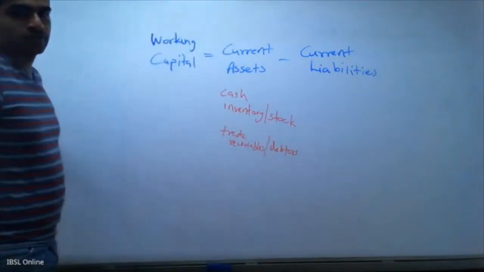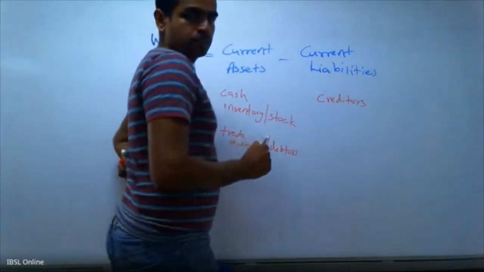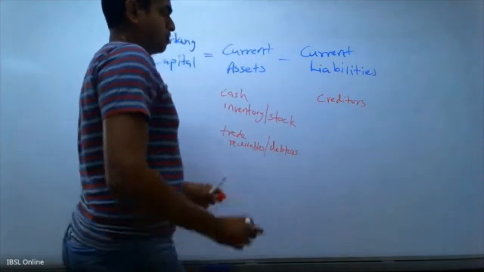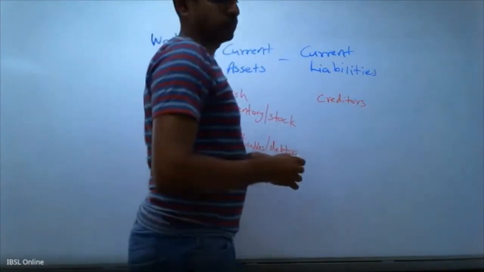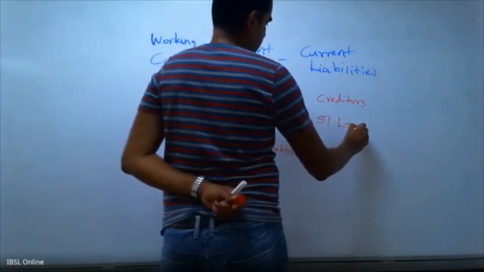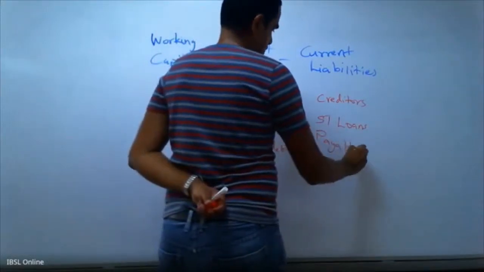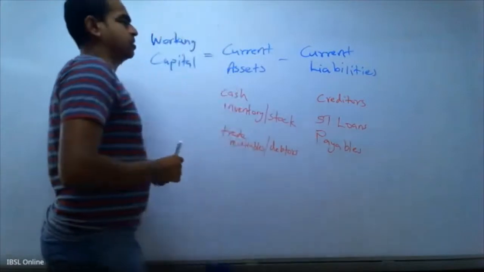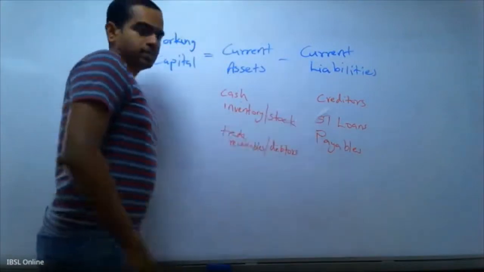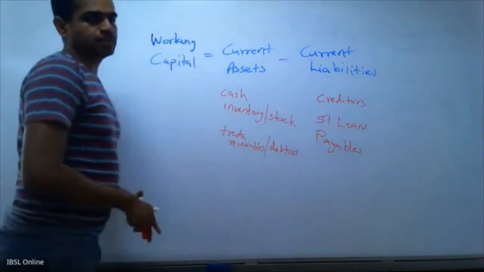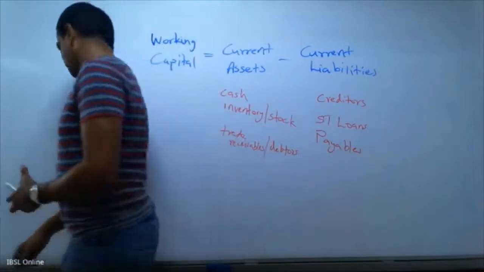Current liabilities. Creditors. Short-term loans. Very good. Payables. Right. So current assets and current liabilities. Now, where do you get all of these? In which statement? Balance sheet. In the balance sheet. Yeah.